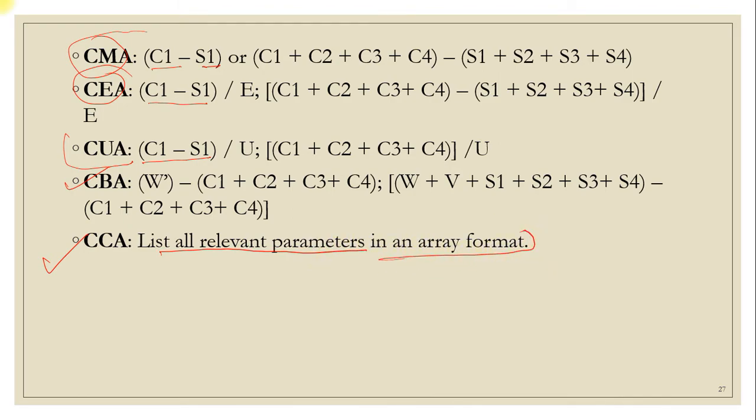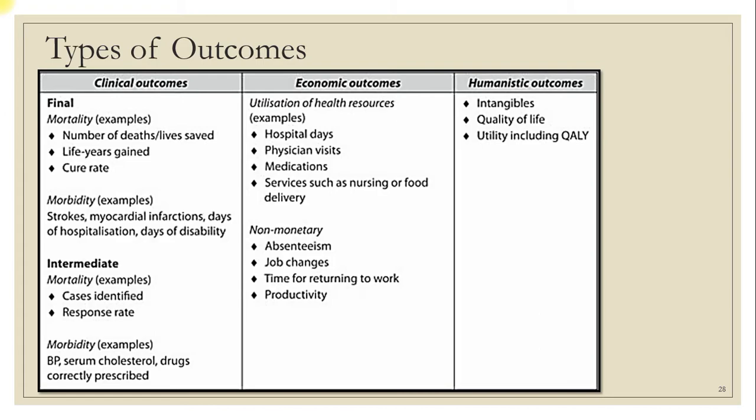Okay, so no need to remember all the formulae which are there over here. It is just for your reference. So the types of outcomes which we have over here, there are three types of outcomes. First one is clinical outcomes, second is economic outcomes, and third one is humanistic outcomes.